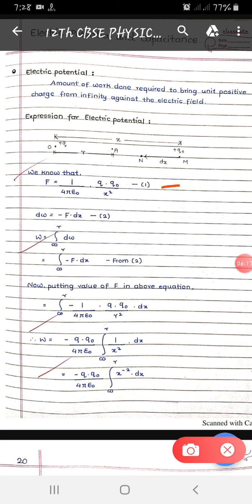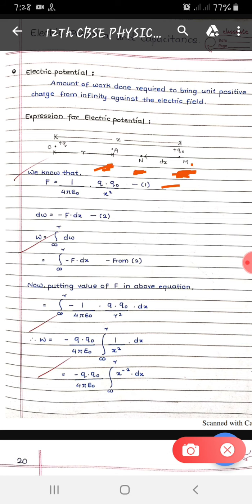Now just imagine that our main purpose is to bring this positive charge Q0 from M to A. For this purpose, imagine that in order to bring this unit positive charge Q0 from M to A, we have applied a small force and the charge is brought from M to a small point N in between A and M.